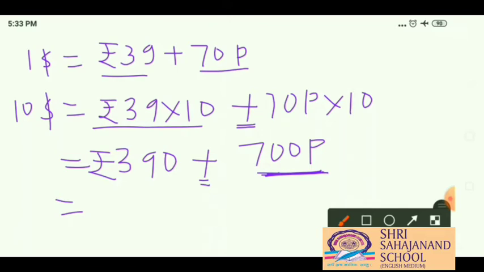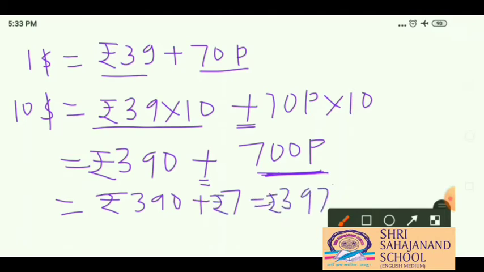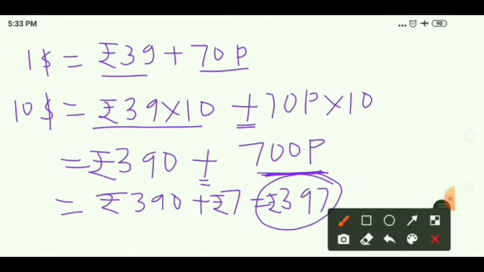Now write in the next step: 390 plus 7 rupees means total 397 rupees. Okay, so it was a solution in terms of currency. According to the NCERT books, we have to try to make solutions like this, in terms of currency. Don't go for long multiplication. That was just for the calculation, to find the answer.